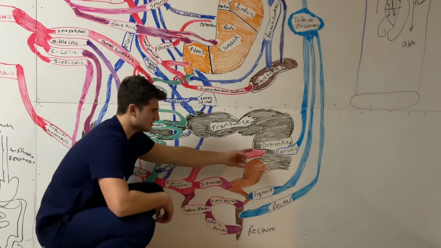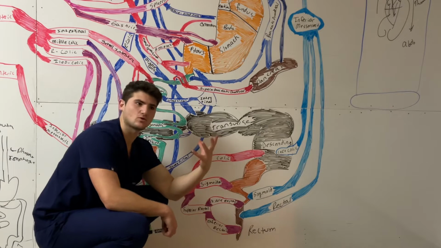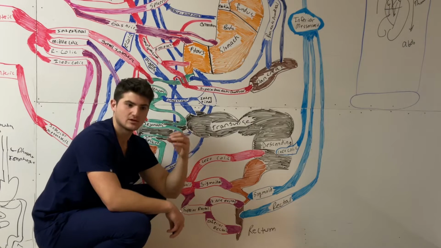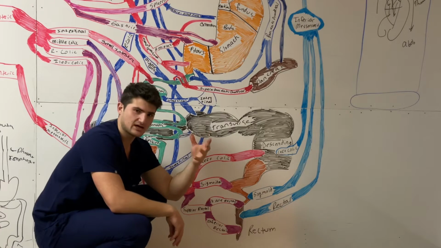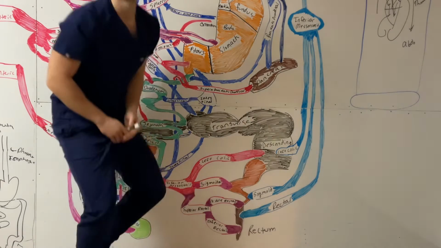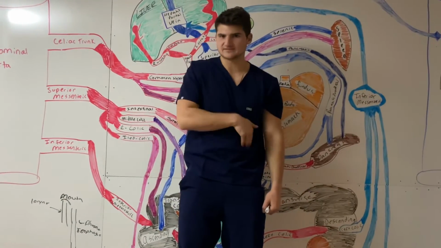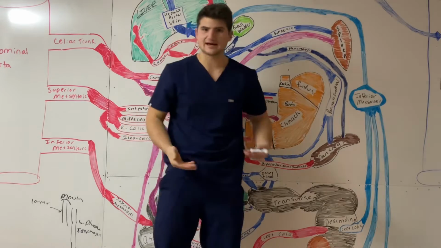The left colic is going to supply the left colic region. What does colic even mean? Colon, large intestine. Left side, gotta be descending, right? The right side is ascending. Middle is transverse. Left side is descending. So left colic has to be descending.